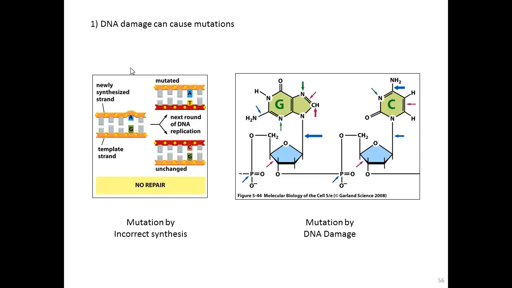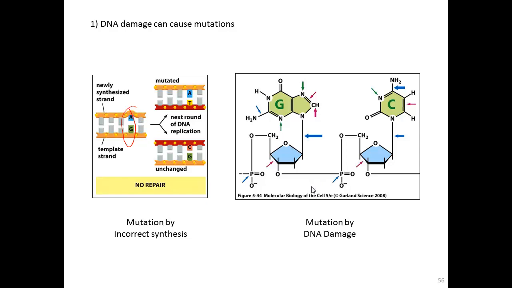There are a number of different ways whereby DNA mutations can occur. One is by improper synthesis. It happens only rarely, but sometimes an incorrect base can be incorporated and be preserved in the DNA double helix, despite the cell's efforts to repair such a mismatch or a bulge.